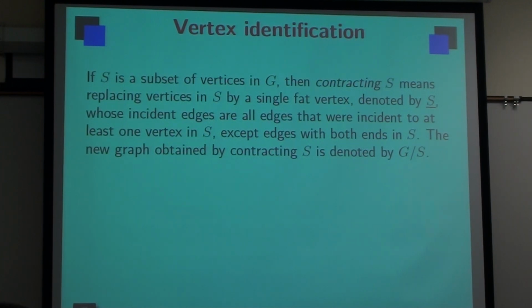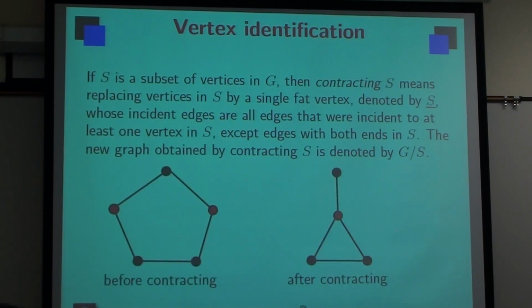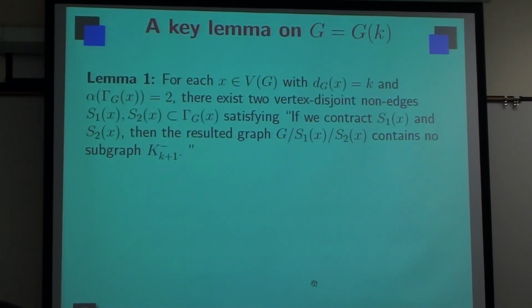One technique is the so-called vertex identification. Each time you contract a set S and replace it by one fat vertex. That's all we are trying to do. Suppose you contract these 2 vertices like this; after contraction you get 1. We are able to use this contraction to get a key lemma. This is the lemma we spent maybe 10 pages on. It's actually very hard to prove.